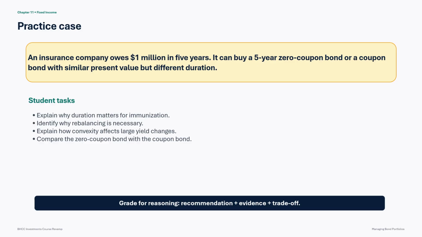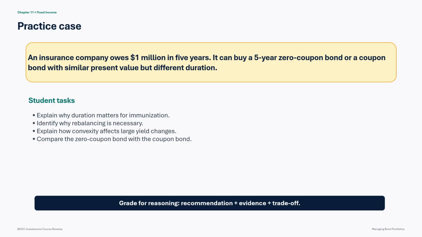To immunize with coupon bonds, the insurer might need a longer maturity bond or a portfolio of bonds whose combined duration equals 5 years. It must also match the present value of the liability. This is the key point. Equal present value alone is not enough. Two portfolios can cost the same today and respond very differently to a rate change.